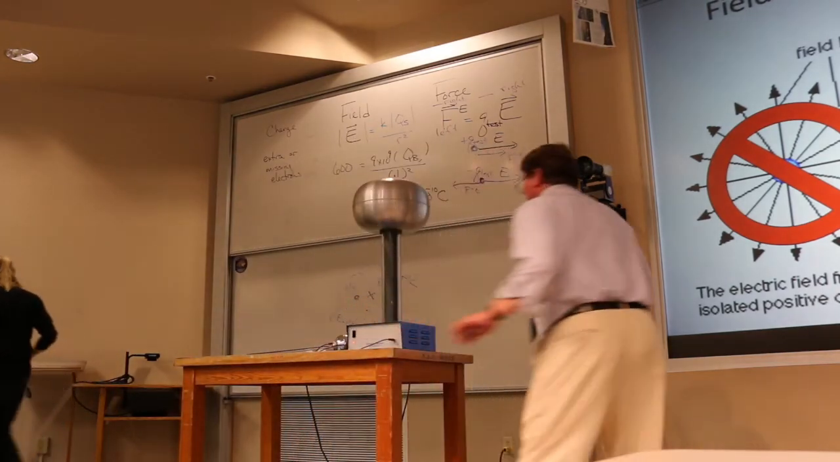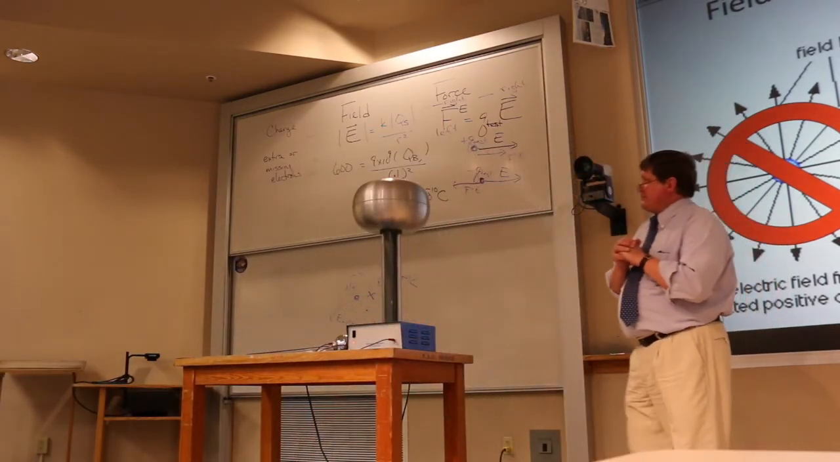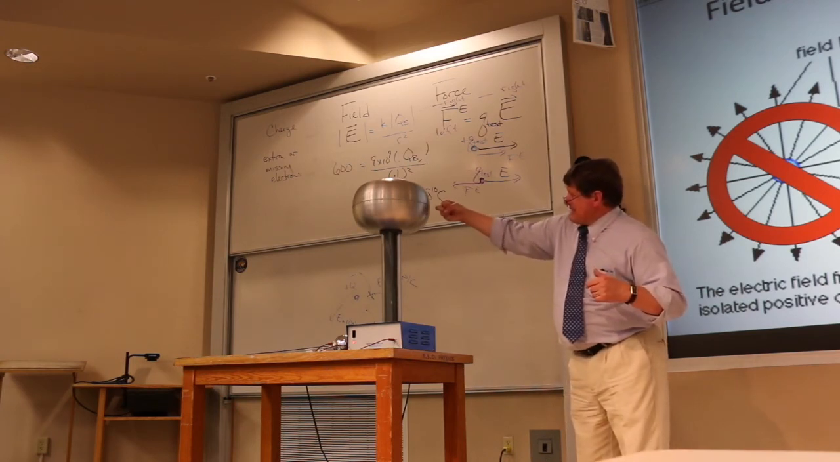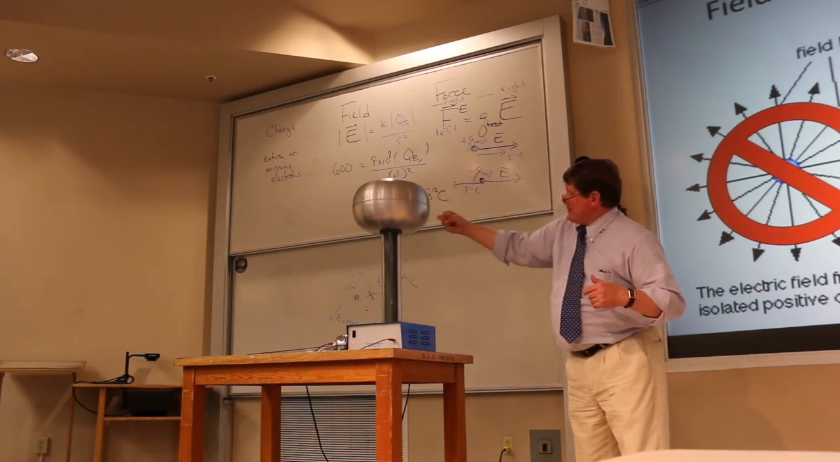Now, the reason I say this isn't a very strong Van de Graaff is that with a good Van de Graaff, you should be able to draw an arc about 4 inches, and I have to come in about 1 inch before it's zapping me.